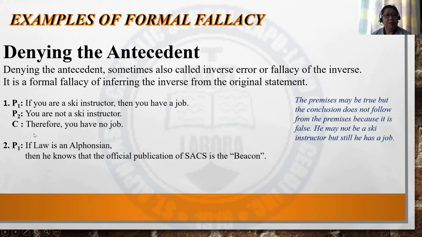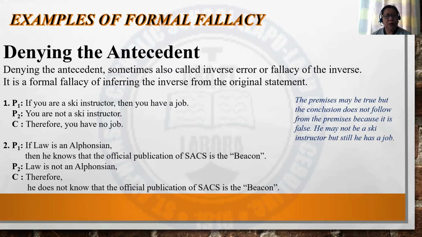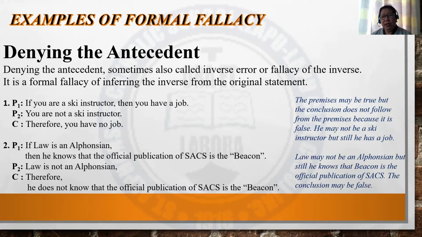Another example, if Law is an Alphonsian, then he knows that the official publication of SACS is the Beacon. Second premise, Law is not an Alphonsian. And the conclusion, therefore, he does not know that the official publication of SACS is the Beacon. Law may not be an Alphonsian, but still he knows that Beacon is the official publication of SACS. The conclusion may be false.